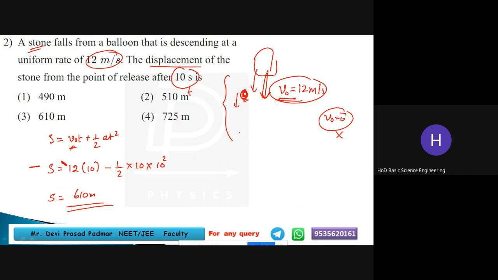So displacement is downward, so that is negative. Initial velocity is also in the downward direction, so that is also negative. And acceleration due to gravity is always negative. So if you consider sign convention like that, you will get 610. Hope you are getting that, right? Yes, got it.